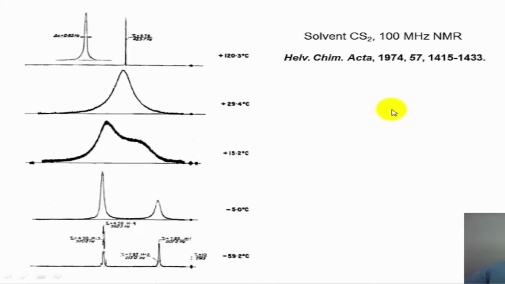This is a 100 MHz NMR spectrum. Essentially the same features are observed. At low temperature you see 2 sets of signal corresponding to the vinylic and the cyclopropyl and the methine hydrogens. At in-between temperatures there are broad peaks appearing due to the uncertainty in the position of the hydrogens in this molecule.